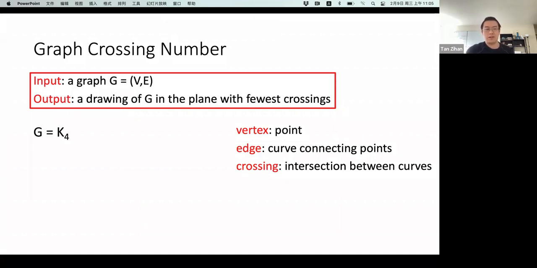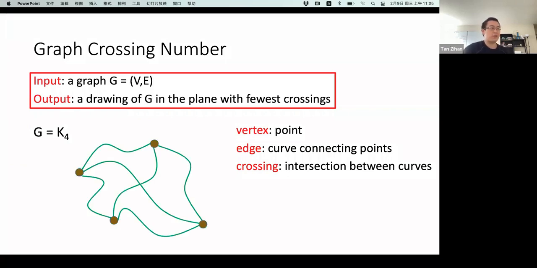For example, if the input graph is K4, a clique on 4 vertices, then this is a drawing of K4 into the plane, and this drawing has one crossing. This is the intersection between two edges. Two things are forbidden. First, we do not allow the image of an edge to pass through the image of a vertex like this. Second, we do not allow three curves to cross the same point. So if there's anything clever that you want to do to get around some crossing, it is not allowed. This is the definition of a drawing and the crossing number.